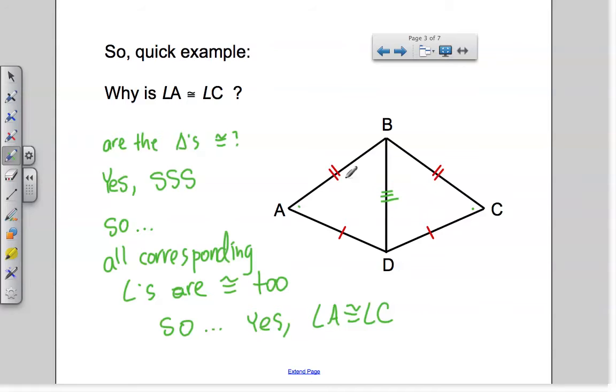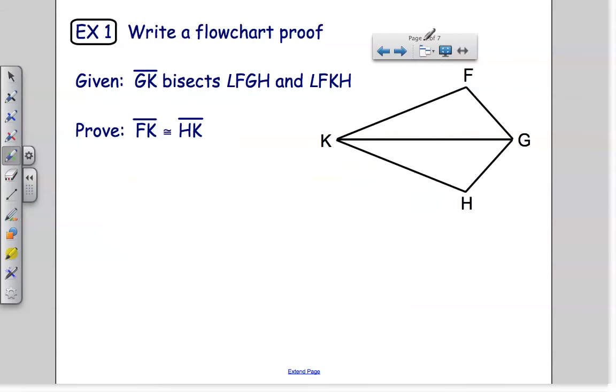Okay, so today is all about still showing the triangles are congruent by a shortcut, but then going one step further and saying, well, now some of the corresponding angles or possibly corresponding sides that weren't part of me proving it are also congruent, because all of their corresponding parts have to be once the figures are congruent. Let's do some practice with this. This one we're going to do a flowchart proof. Here's what I'm given: GK, this line segment, bisects angle FGH.